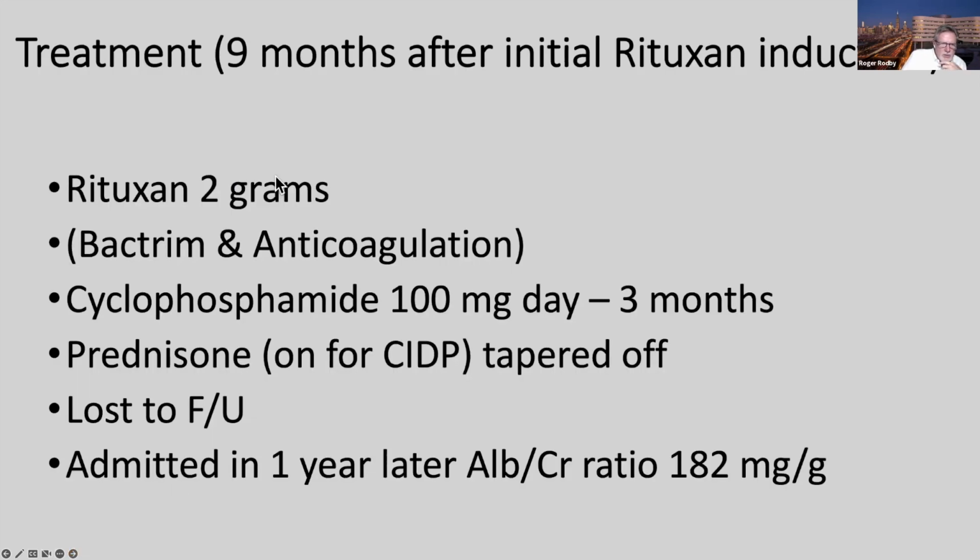So what did we do? So this was 9 months after his initial rituximab induction. I gave him 2 more grams of rituximab. And then I gave him cyclophosphamide, 100 milligrams a day, and I gave it to him for 3 months.